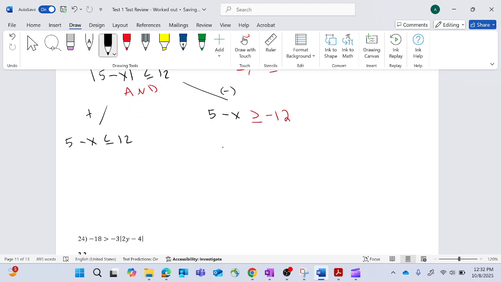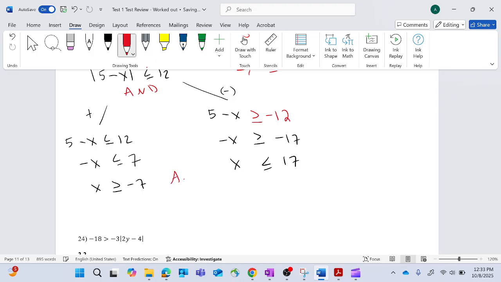And then from here, we're going to solve this out for x, subtract the 5. Negative x is less than or equal to 12 minus 5 is 7. Or x is greater than or equal to negative 7, right? Multiply by a negative, flip the sign. Subtract 5 here as well. Negative x is greater than or equal to negative 12 minus 5 is negative 17. Multiply by a negative, x is less than or equal to 17. And that's what I have, right? Multiply by a negative, you flip the sign.